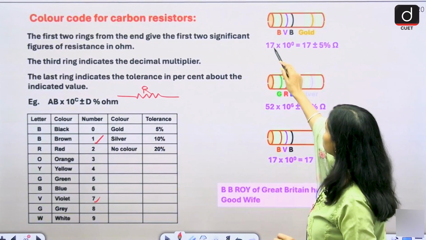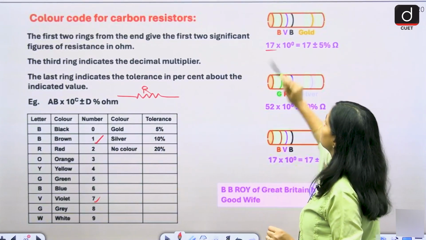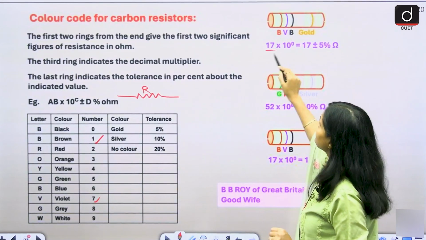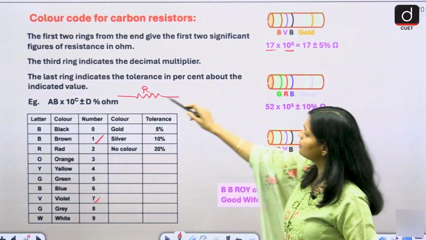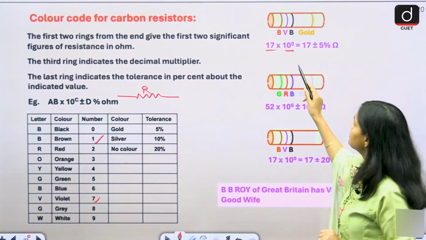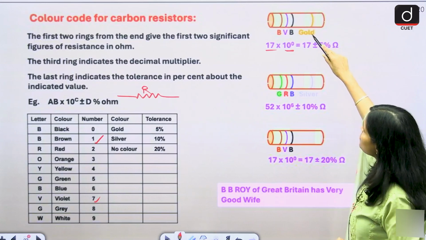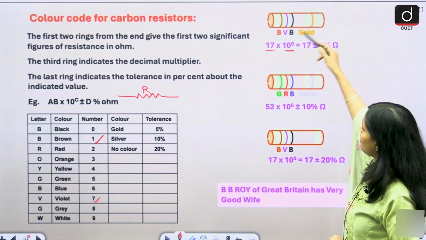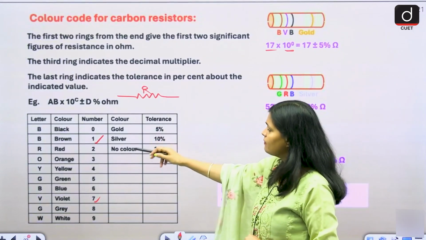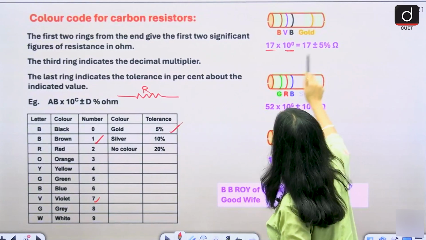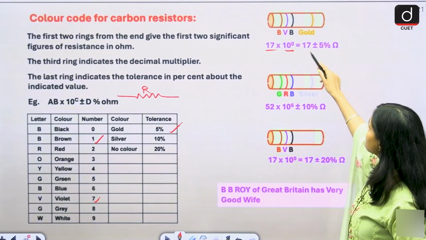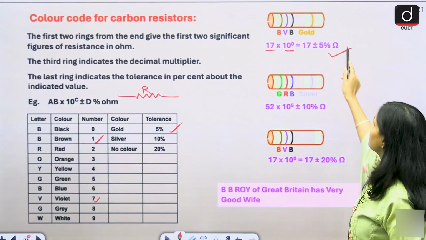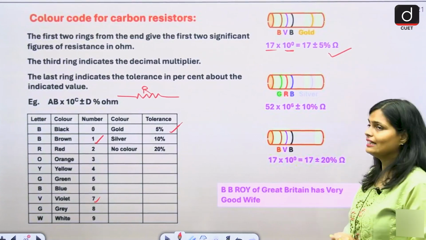So the first two rings show the significant numbers. The third ring indicates the decimal multiplier. Now what is this third? Black color. Black color is 0. So 10 to the power 0. Now the last ring indicates the tolerance. Now we have three tolerances: gold, silver and no color. So if it is gold, that means 5% tolerance. So now 17 plus minus 5% tolerance ohm is the answer.